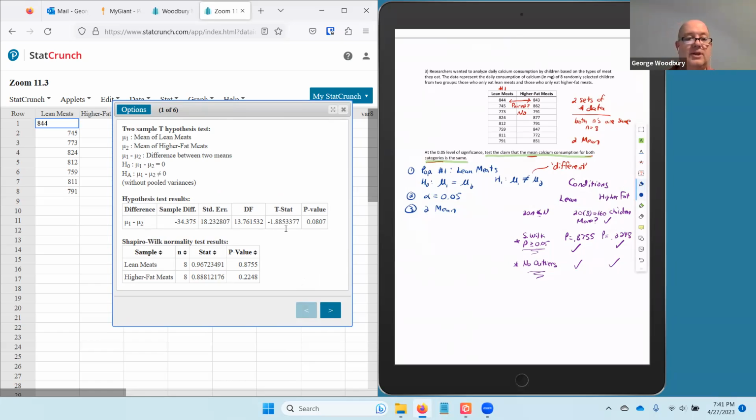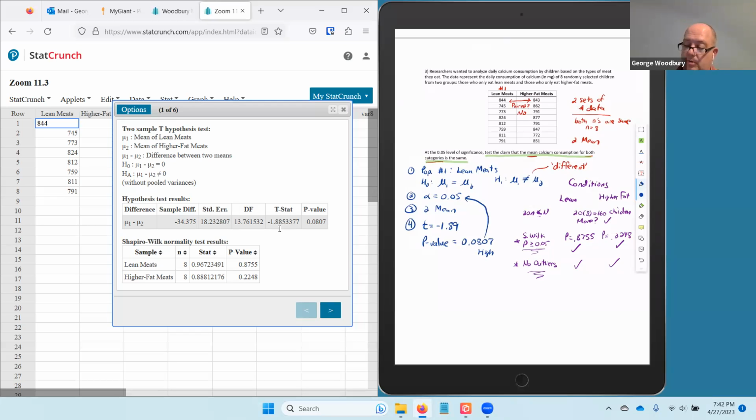So first, the test statistic, T equals negative 1.89. That means that the lean meat group was about 1.9 standard deviations lower than we expected it to be. The p-value, which is the chance of this happening by random chance, is 0.0807. And when we compare that back to the level of significance, this is a high p-value.